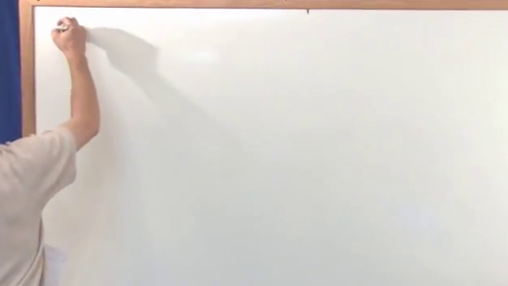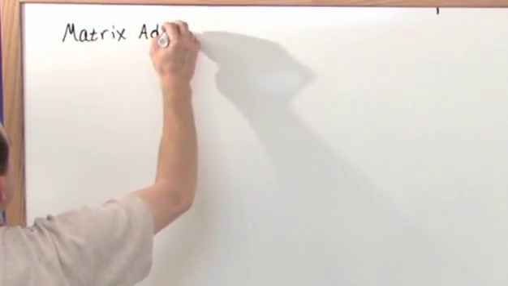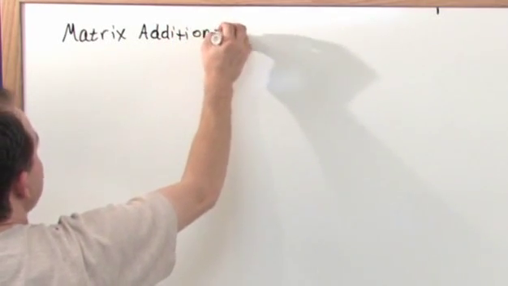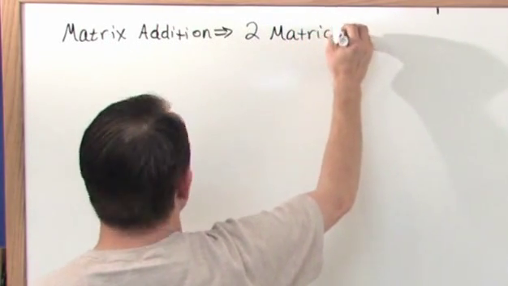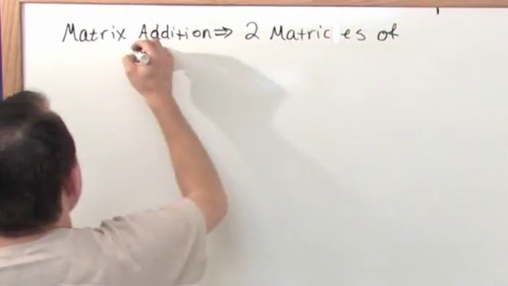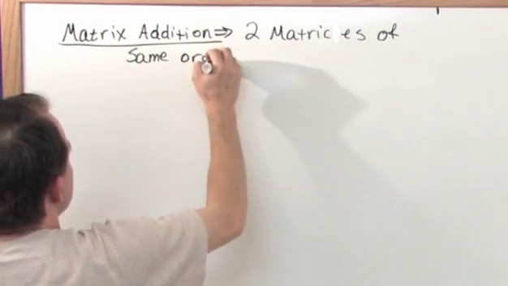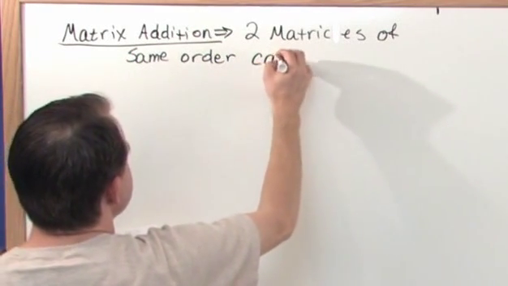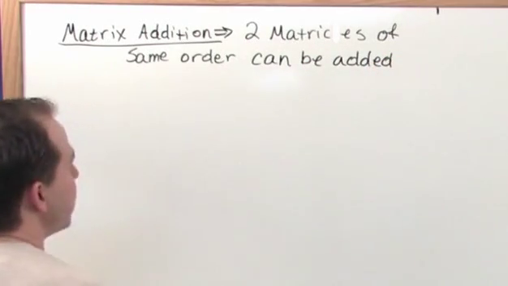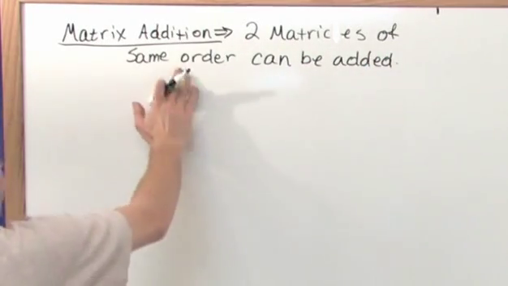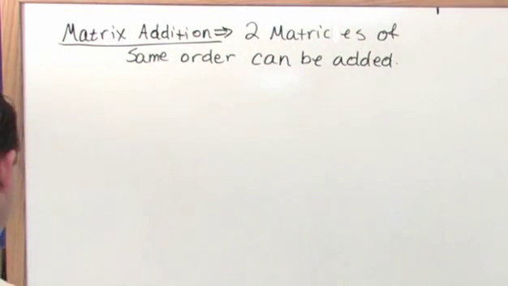So for matrix addition, okay, this is what you need to know. Two matrices of the same order, let me go ahead and underline this right here, can be added. Okay? That's exactly what I said a minute ago. They have to have the same size and shape. Remember, the order is just the number of rows and number of columns, so they have to have the same order, the same number of rows and columns in order to add them.